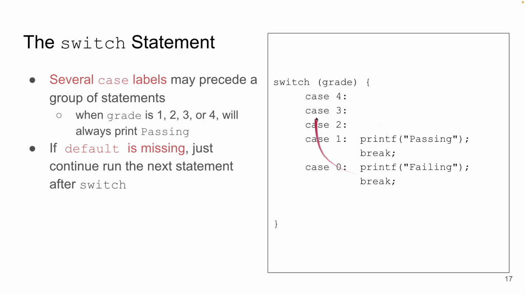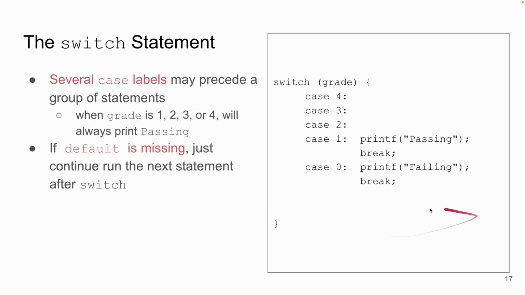Only if the student gets the grade equal to 0, then I print out the message failing. So in this case, I can write the switch statement like this. If the student gets the grade 4 to 1, then if it is 4, because we don't have any statement here, it will continue to go to 3 to 1, and then print out the printf we put in case 1, and then break from the switch statement.